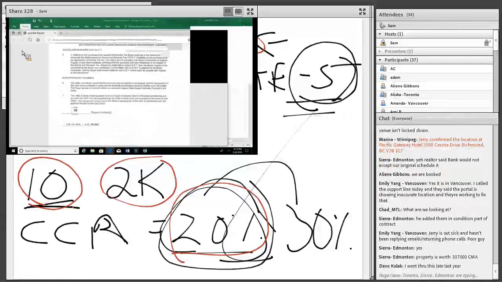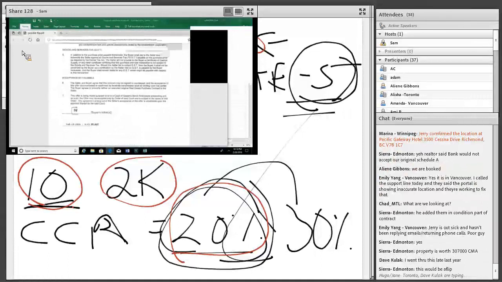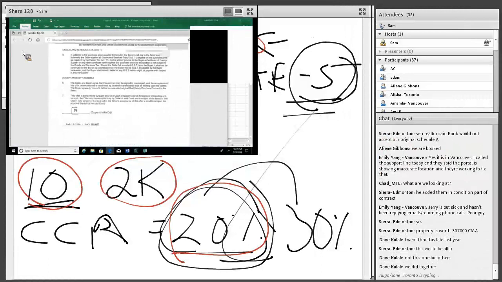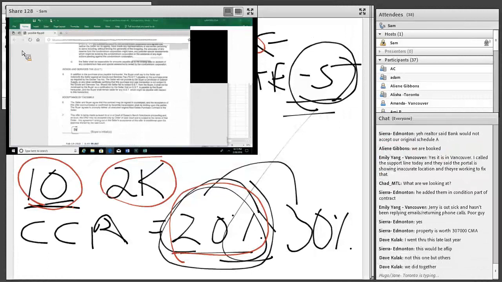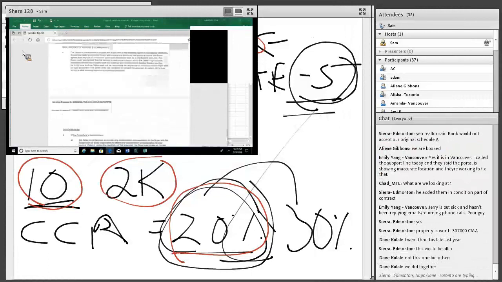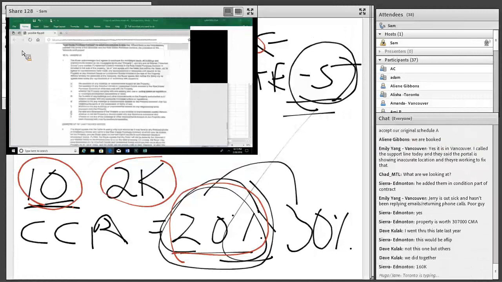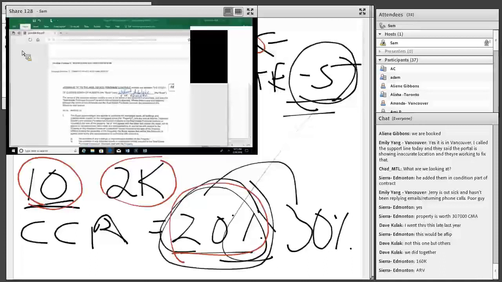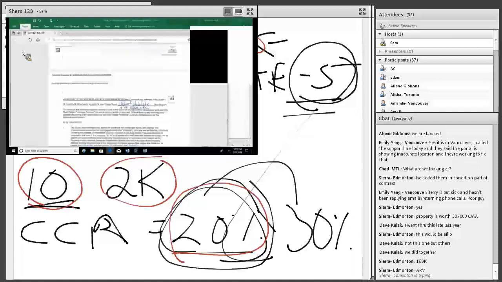Property's worth $307 CMA. They went through this late last year. You went through this deal, Dave? This would be a flip. Not this one, but others. Oh, okay. I remember us talking about one day. Okay, this would be a flip. So what's the purchase price? I don't want to go to the top because I want to protect the location and stuff. Not that I'm worried about it, but it's 160, and the CMA is 307. Okay. So how much do you have to put in the property?